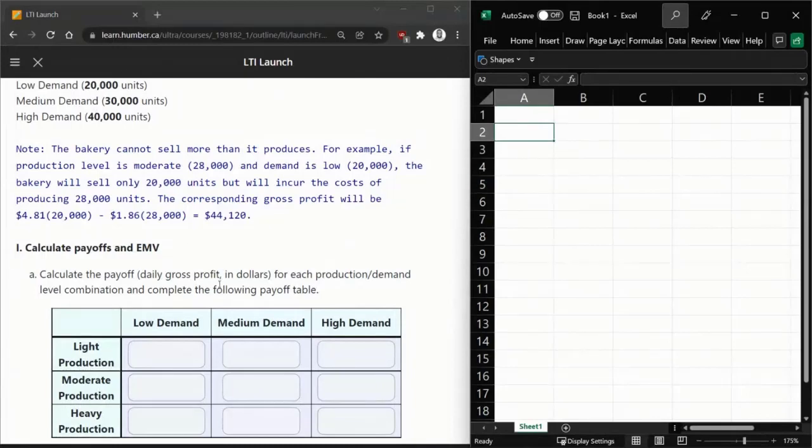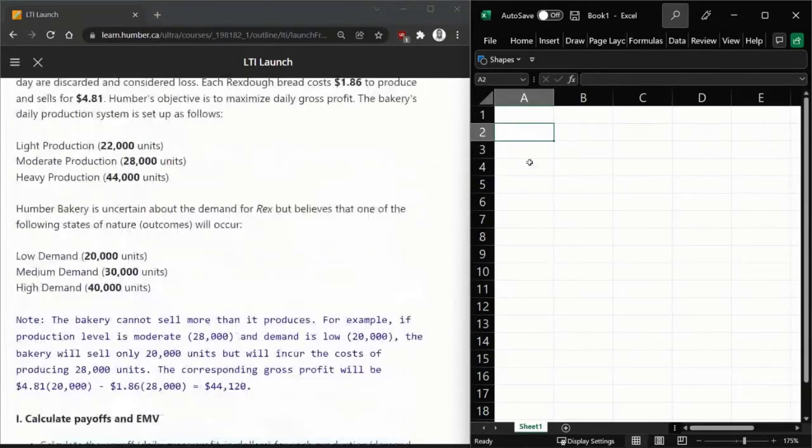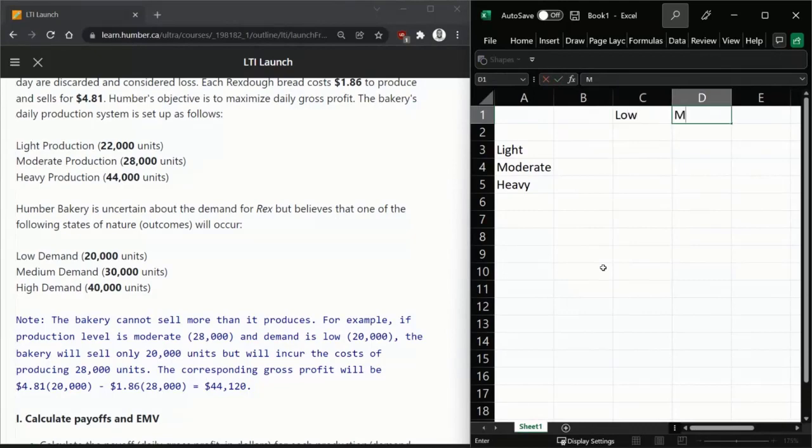I'm going to just walk you through how I will do this in Excel. So we're looking at light production, moderate production, and we have heavy production here. We also have low demand, medium demand, and high demand. And they give us the number. This one is 20,000 here.